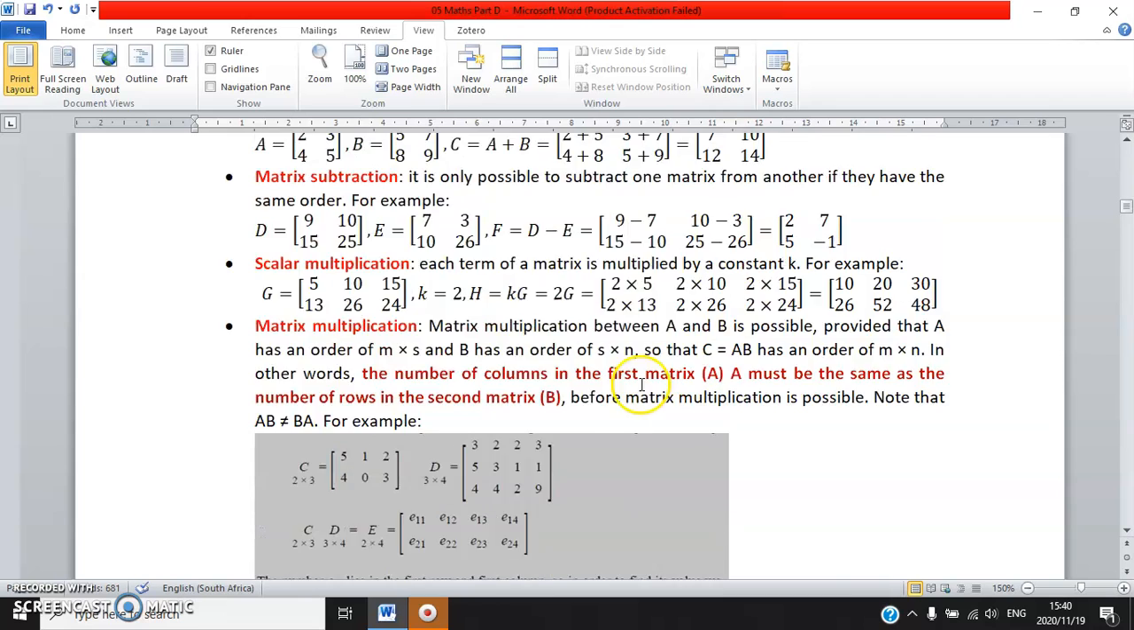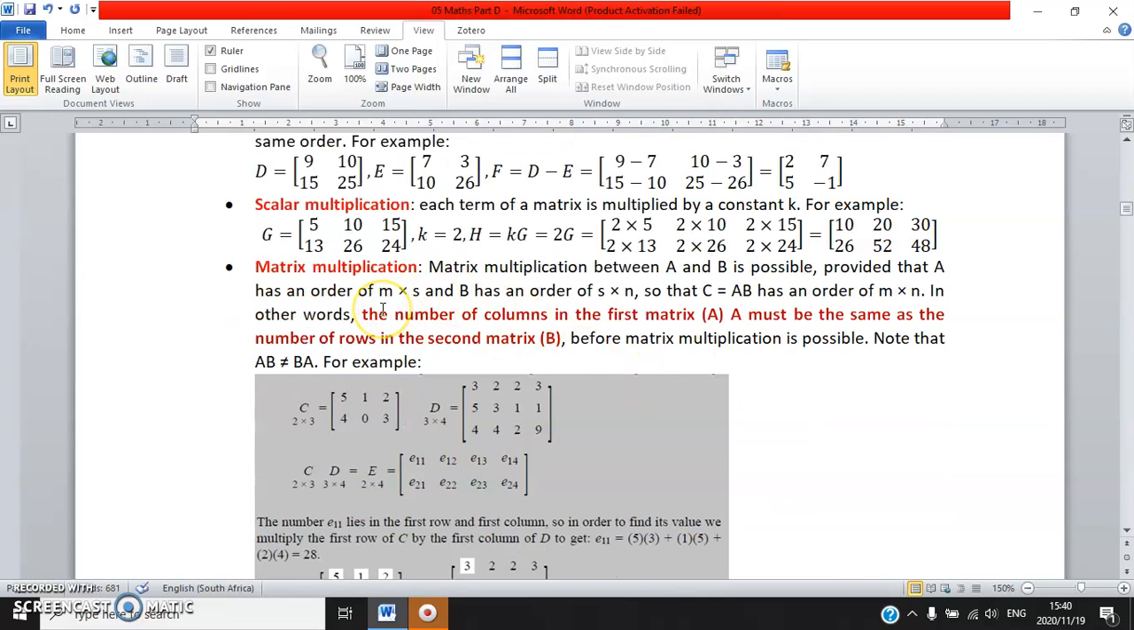So you must always remember, for matrix multiplication to be possible, the number of columns in the first matrix must be the same as the number of rows in the second matrix. Okay.